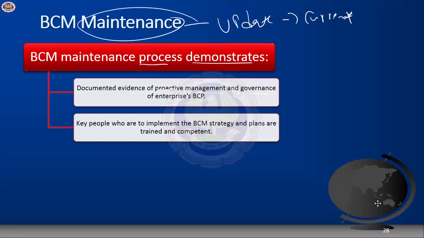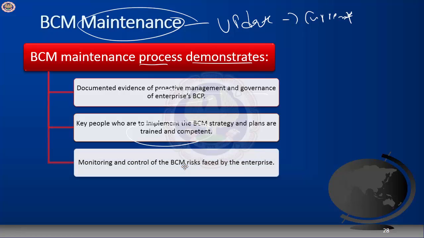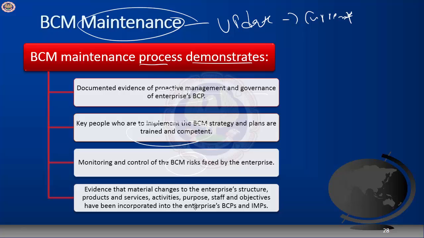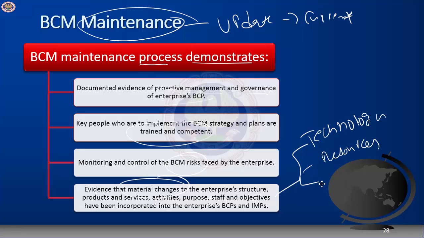There are key people who need to be involved in implementing the BCP strategy, and they need to be trained and competent to run the BCM. You also monitor the BCM risk faced by the enterprise. You also need to look at the material changes which have happened to the enterprise. This could be in terms of the various operational and technology aspects. It could be the technology platform used within the enterprise, the resources in terms of the people involved, the management procedures, or the business process. For any aspect of the business process which has to be continued and depends on resources, you need to consider whether these have been updated as per the changes which have happened.